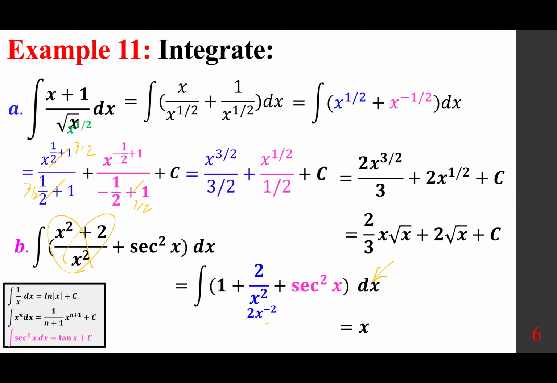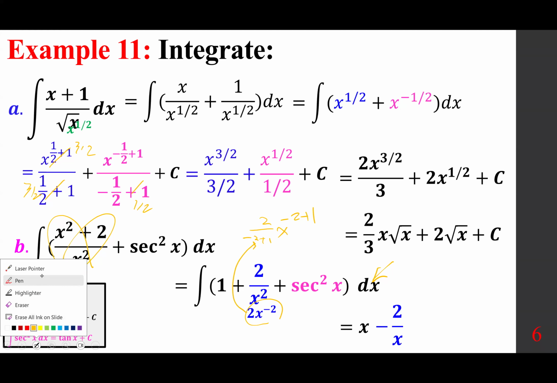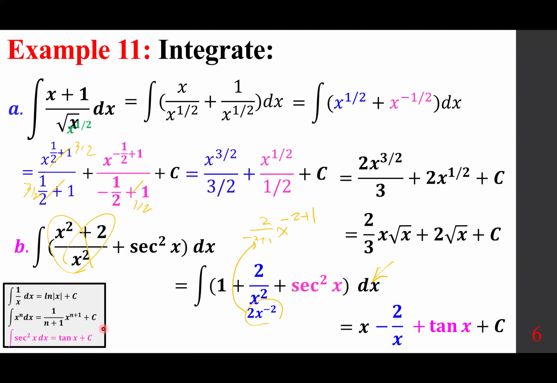The second one, we've done this before, but just let's write it here. 2 over negative 2 plus 1, x to the power of negative 2 plus 1. I hope you see it's minus 2 over x. We've done this before. Finally, secant squared. The derivative of tan x is secant squared. So the integral of secant squared is tan x. So plus tan x and a constant, and we are done.